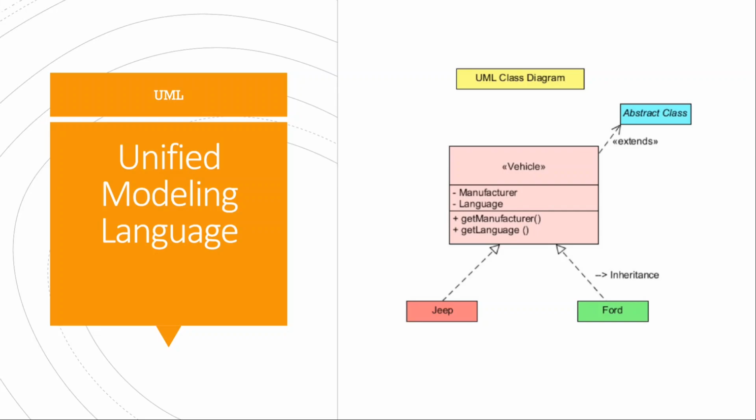You can see on the top right hand corner that you can extend a class, and this is known as inheritance. And down below you can also see that we have two classes, Jeep and Ford, which are also inheriting from our vehicle class. So a class can be inherited from, and it can also inherit or extend another class.